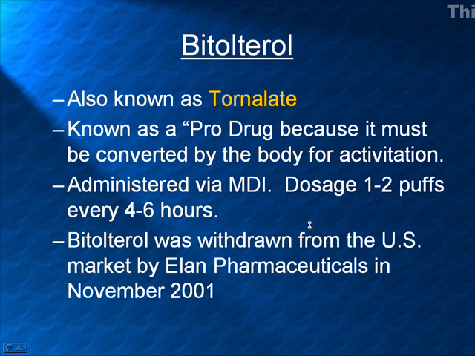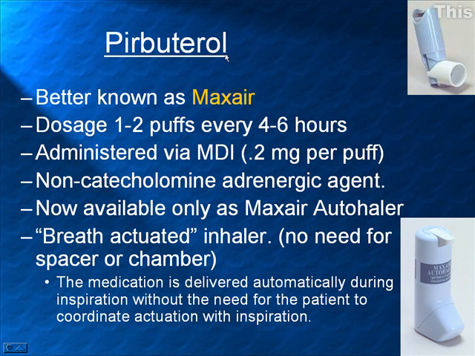The next drug is an inhaler. It's known as Pirbuterol, and it's better known as Maxair. And this was given 1 to 2 puffs every 4 to 6 hours. It's administered only by MDI, 0.2 milligrams per puff, and it is a non-catecholamine adrenergic agent.